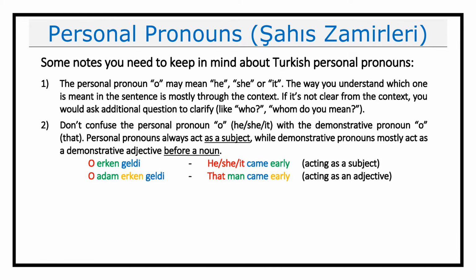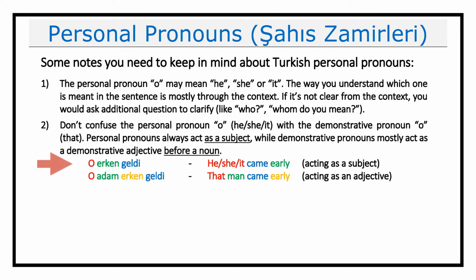Second, we should remember not to confuse the personal pronoun o, which means he, she, it, with the demonstrative pronoun o, which means that. To distinguish them, you can check the following rule. Personal pronouns always act as a subject, while demonstrative pronouns mostly act as an adjective before a noun. Look at the examples below.